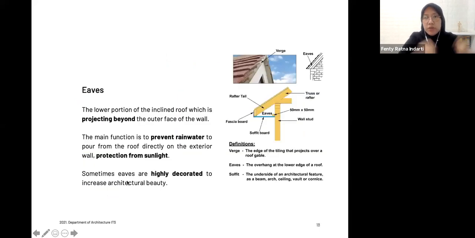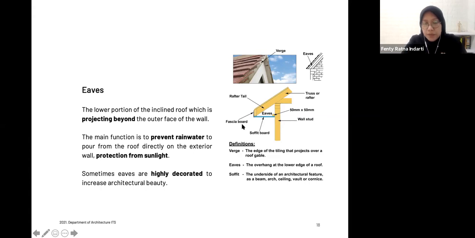Now we are talking about the first anatomy, which is called eaves. So eaves is actually the area here. Eaves is the lower portion of the inclined roof, which is projecting beyond the outer face of the wall. This is what you have to design. This is what you have to draw when you have the assignment. I believe it is maybe 1.2 meters outside the wall. So that's the area called eaves.